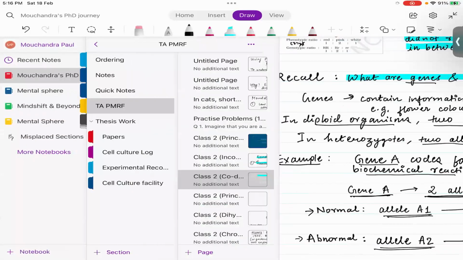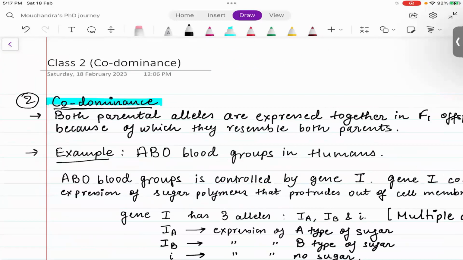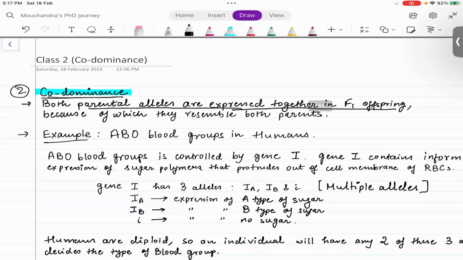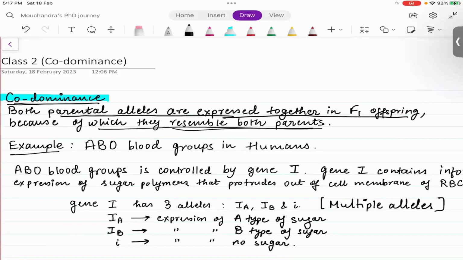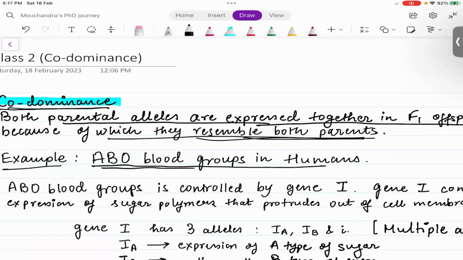Now there is another exception, and this exception is called codominance. So what happens here? Both the parental alleles are expressed together in the F1 offspring, because of which they resemble both their parents. That means the alleles coming from both mother and father are expressed together in the offspring, because of which the phenotype of that offspring resembles both the mother and father. A very good example of the codominance phenomenon is the ABO blood groups in humans.